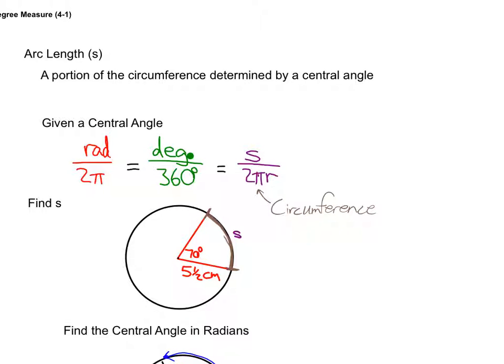In this case we're in degrees, so we're going to put 70 degrees out of 360 degrees equal to the arc length out of the full circumference. So 2 times pi times the radius, which is 5.5.